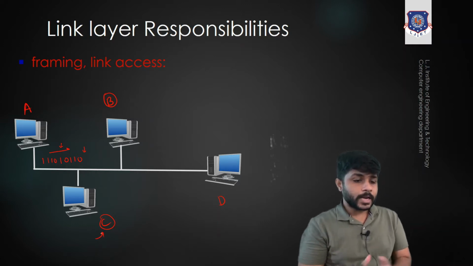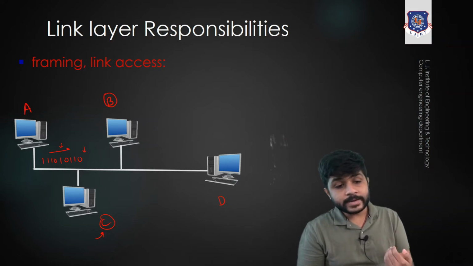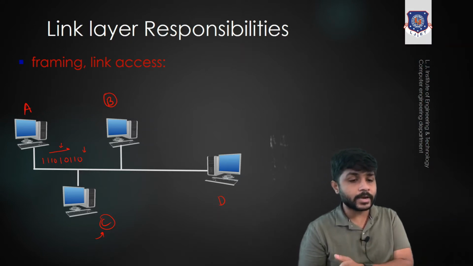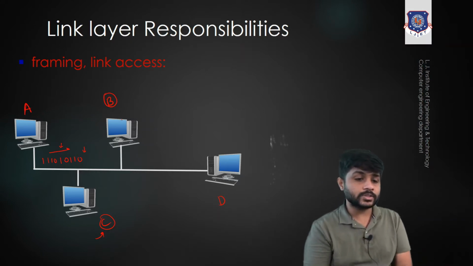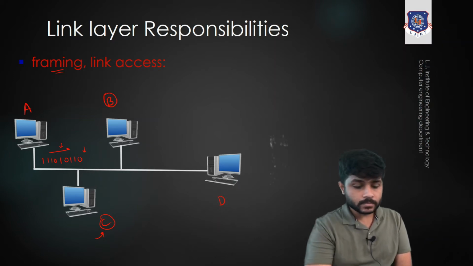So what I'm trying to say is, when device A is sending any frame, before sending the frame it will add some extra data using which the receiver will be able to know that okay, this is the start of the frame and this is the end of the frame, and that thing is known as framing. We are going to discuss different framing methods when we discuss this topic in detail.